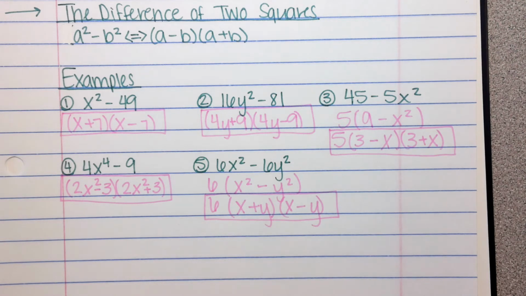First, factor out the GCF if there is one, and then just split up those perfect squares, and then you'll need one positive factor and one negative factor.